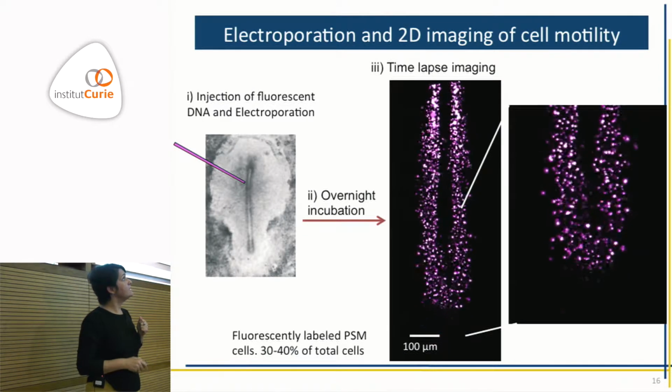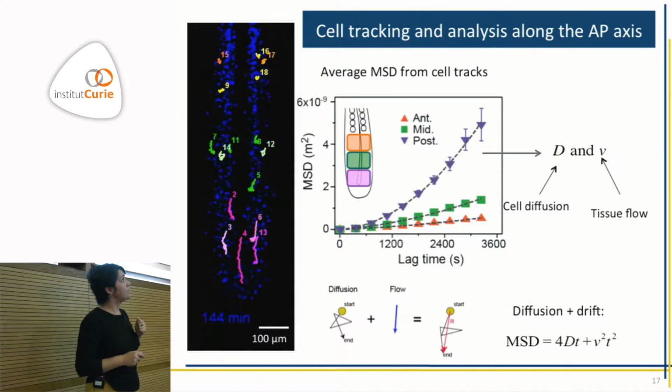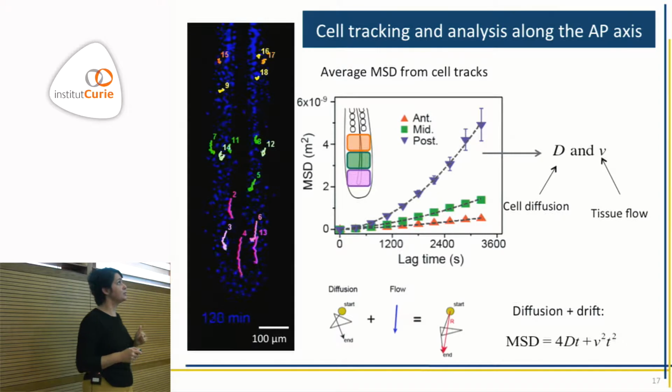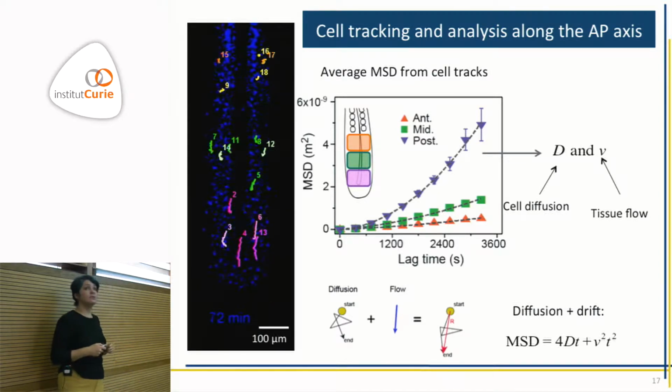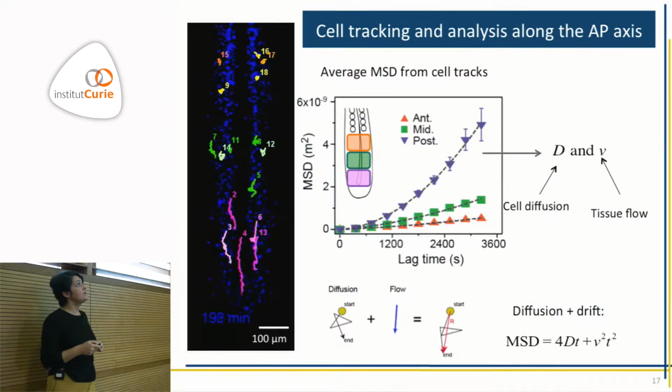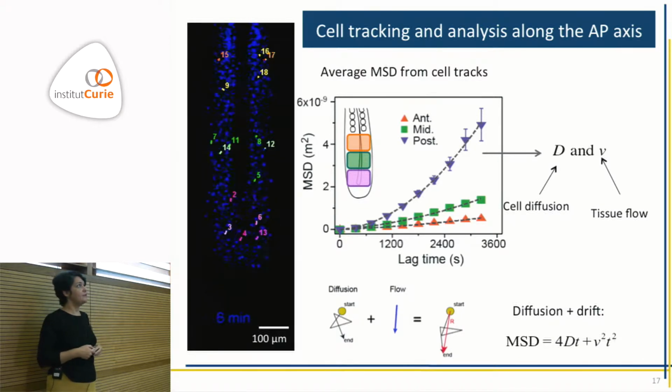So we track our cells, and for analysis purposes we divide the posterior PSM into 3 regions. We call them anterior, mid, and posterior, and we calculate the mean square displacement of these tracks. As you can see, there is a big difference between the posterior cells and the anterior cells. So there is a graded behavior in their motion.